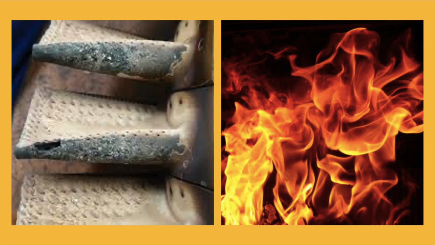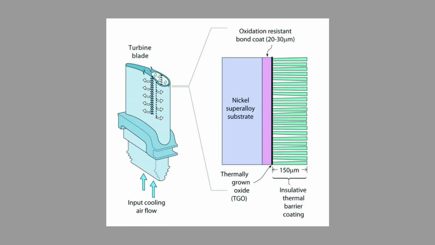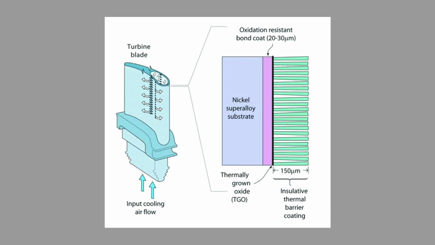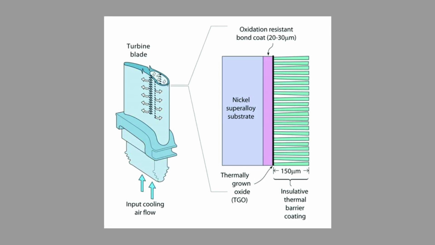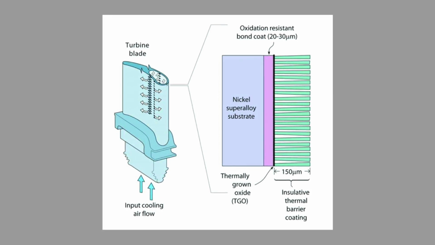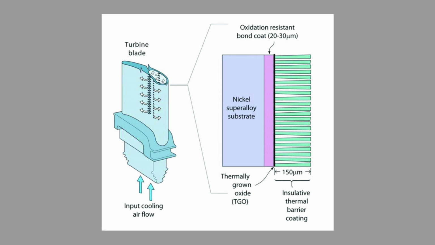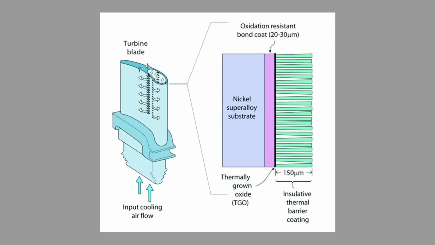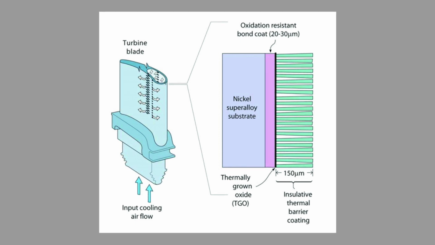To increase the temperature capability of the superalloy, we first need to add a thermal barrier coating. This coating acts as an insulator to keep the material cool. It also provides corrosion and oxidation resistance. Thermal barrier coating consists of 3 layers. The first layer is an aluminium-based bond coat that joins the thermal barrier coating to the superalloy. It also acts as a barrier to prevent atoms diffusing out of the superalloy.